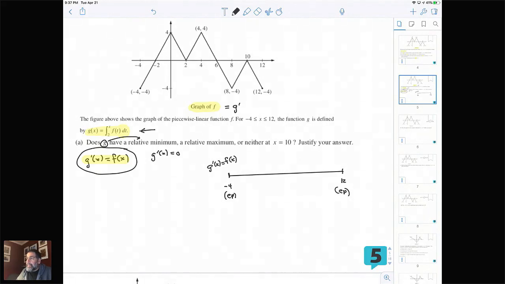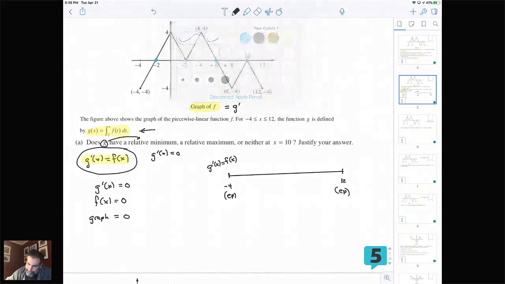Next up, what I'm going to do is find all the places where g prime of x equals 0. But remember, that is the same as saying, where does f of x equal 0? F of x is my graph. So really what I'm asking is, where does the graph equal 0? So I'm going to look at the graph. Everywhere I see a 0, that's going to be a critical point. So I've got one here at -2, +2, 6, and 10. All of those places are places where my derivative of g is equal to 0. So I'm putting those on my number line.